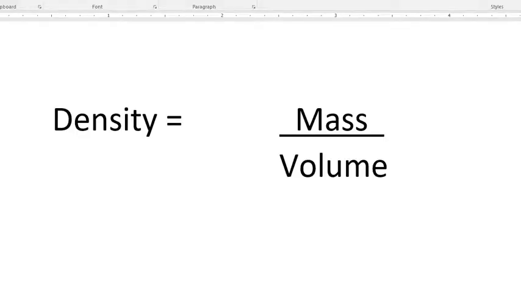Remember, the mass divided by the volume gives us the density of the soda can. The volume of the soda can is the total volume of the beaker minus the volume of the beaker when the soda can was put into the beaker.